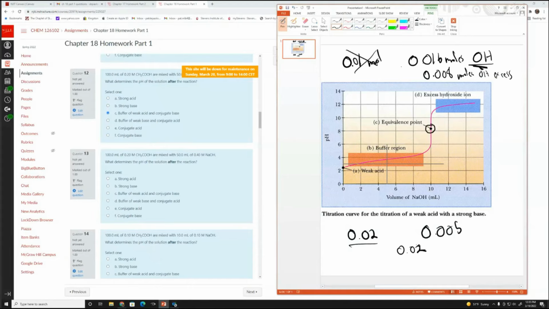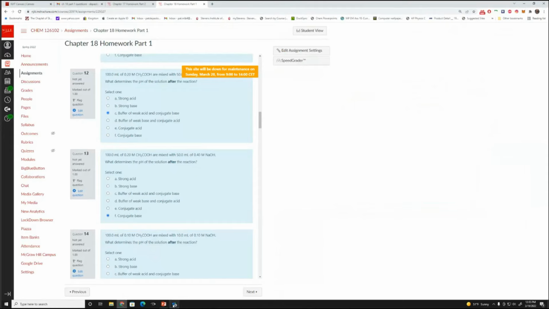So now, since the moles of NaOH are equal to the moles of weak acid, we are at the equivalence point, which means to determine the pH, it is just the conjugate base. So we would find the Kb for acetic acid, and we would do an ice chart with the conjugate base for the weak acid. So the answer would be conjugate base.